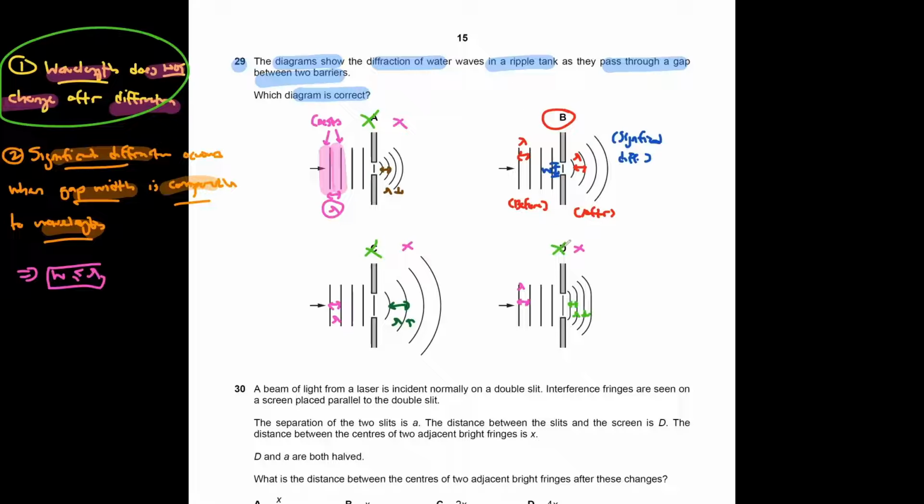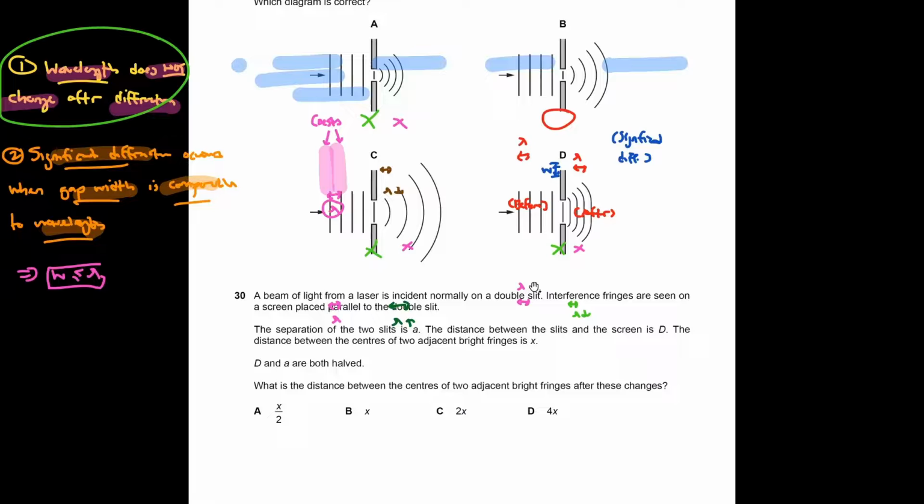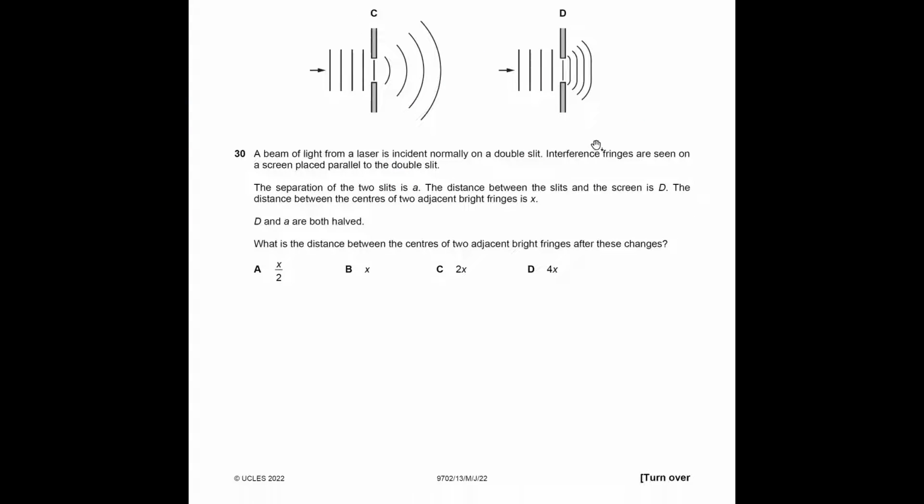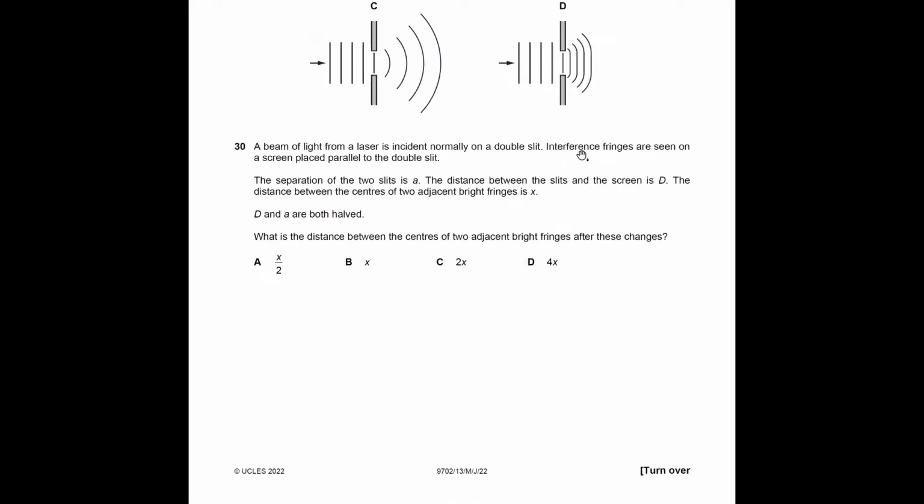Then if you're okay with that, then I'll move on to question 30. So clear off everything on the screen. Okay, now for question 30, you have a beam of light from a laser that is incident normally on the double slit. Interference fringes are seen on the screen placed parallel to your double slit.